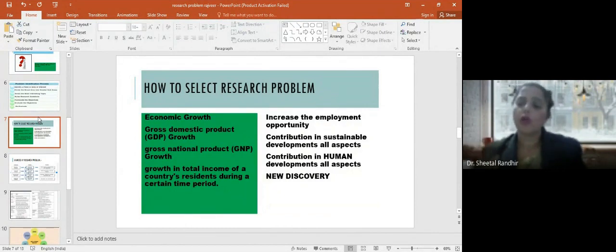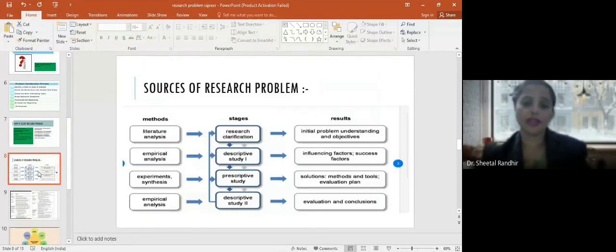So why are we saying original contribution? What I feel is, it must contribute to this structure, this area. There must be a contribution to the economic growth of your country. Then next, you all are teachers and we have gone through this process. Source of the research problem. Like, how can I reach the source of my research problem? First is the methods, then stages, and then results.